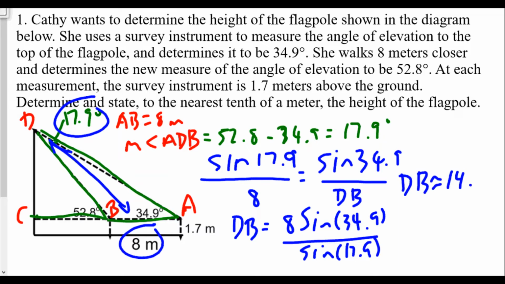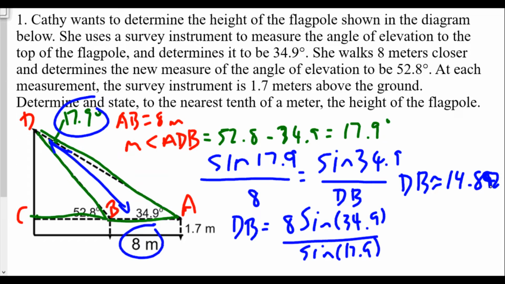So dB is approximately 14.892. Now you might be asking, why are you rounding so far out? Because I'm going to round off a little further out, because the further out you go, the less error you're going to make. If I round to the nearest tenth now, I'm going to have some errors later on possibly. Okay, so we have this measurement here.